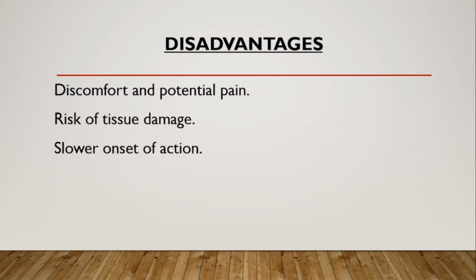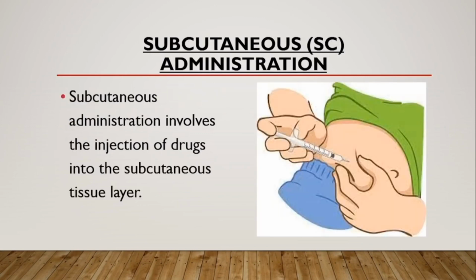Then there are disadvantages of the intramuscular route, like this route can cause injection site pain and soreness. Improper injection techniques can lead to tissue damage or nerve injury. The drug absorption is slower through the intramuscular route as compared to the intravenous route of the drug administration.